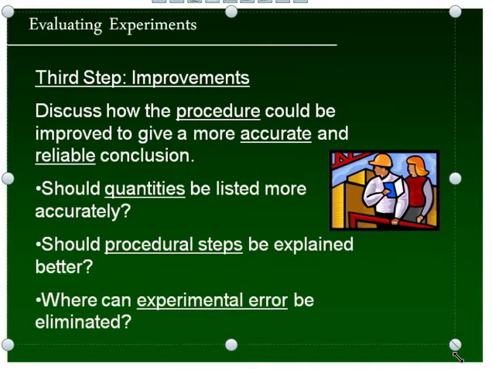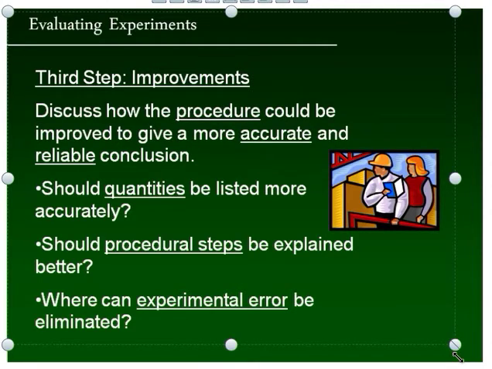You could say exactly 1 gram, or a certain number of centimeters. Make them as specific as possible to give an accurate and reliable conclusion. Can quantities be listed more accurately? Should procedural steps be explained better? So if you just say stir the stuff, you could say, using the stirring rod, stir the mixture until the salt is completely dissolved in the water.